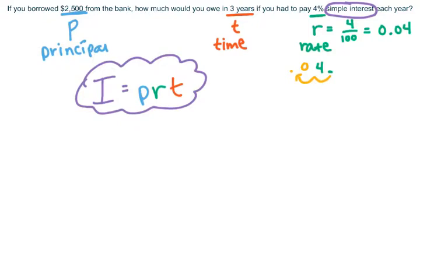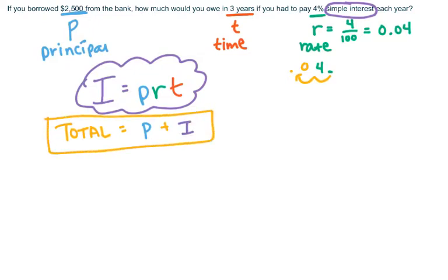How much would you owe in 3 years in total? Okay, so I want to know the total here. Otherwise, it would say, how much would you owe in interest, right? But overall, in 3 years, if you had to pay 4% simple interest each year, how much would you owe in total? So the total balance that you'd have to owe, you're going to end up adding your principal to the interest amount that you get. Okay, so this is what you have to do second.